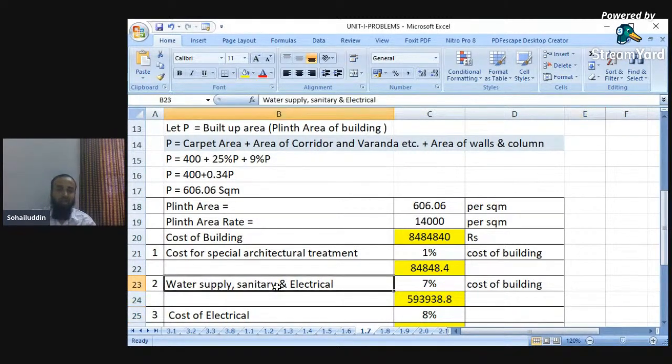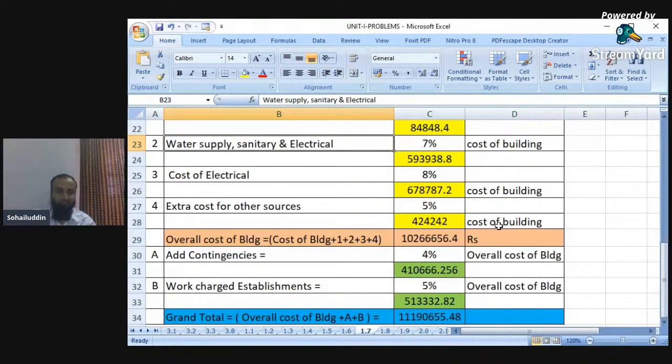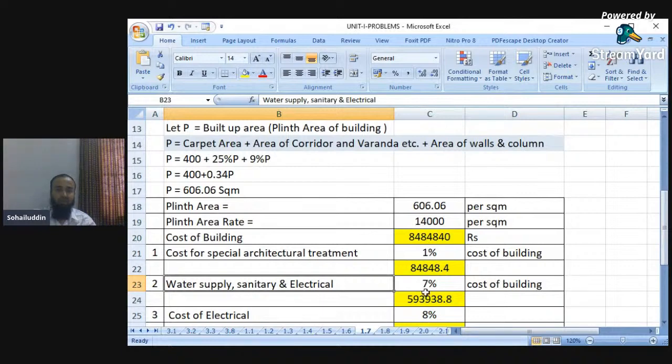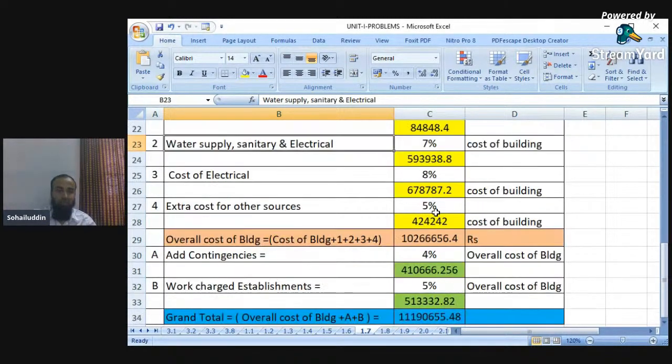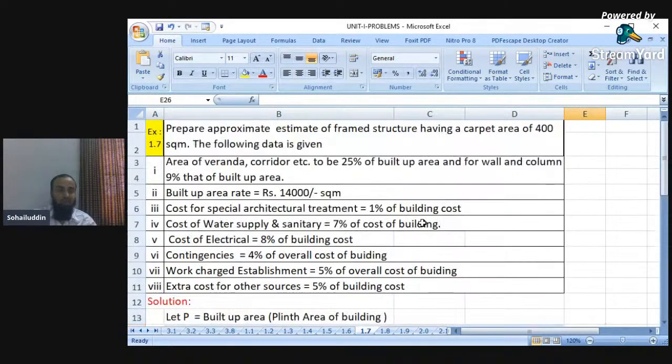The water supply and sanitary will take 7% as usual. 7% of this cost comes to 59,39,338 rupees. In the same way, the cost of electrification is 8% of the total cost, which comes to 6,78,787.20. And the extra cost, as I have already said, is mentioned in the question at the end.